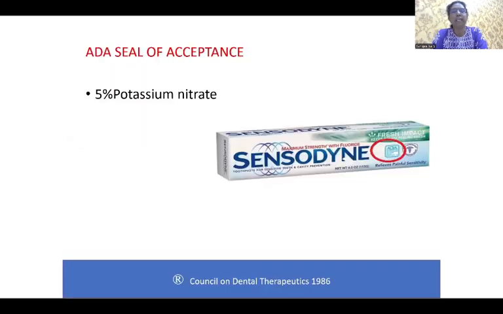The ADA, that is the American Dental Association, seal of acceptance is present for Sensodyne. This particular toothpaste has 5% potassium nitrate, which helps in nerve stabilization and thereby prevents sensitivity of the tooth.